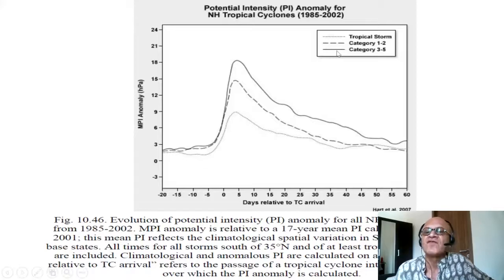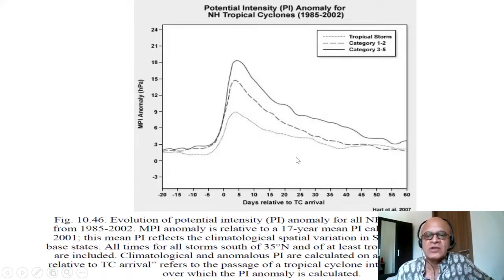And you can see that for tropical storm, here is the MPI anomaly, and the basic idea is that there is a spin up before the storm arrives, in terms of the hectopascal pressure anomaly and as a potential intensity anomaly, and it persists for many days, almost 2 months here. The scale of the PI anomaly is much higher, of course, for category 1, 2, and category 3 to 5.